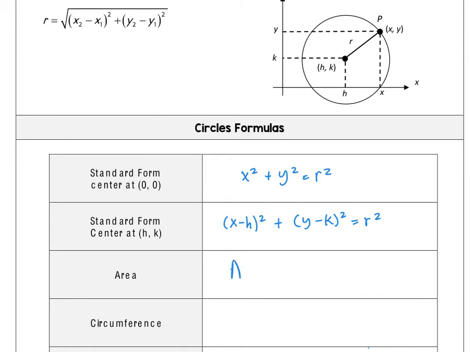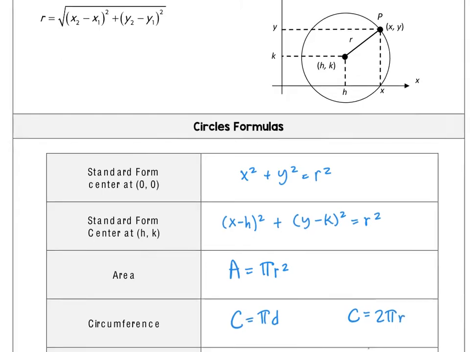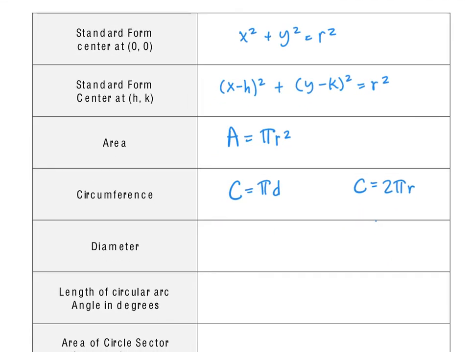The area, remember, area formula for a circle is pi r squared. Circumference is pi times the diameter, or sometimes you see it as 2 pi r. The diameter is equal to twice the radius, which you knew that already.